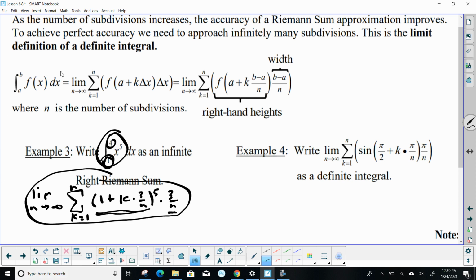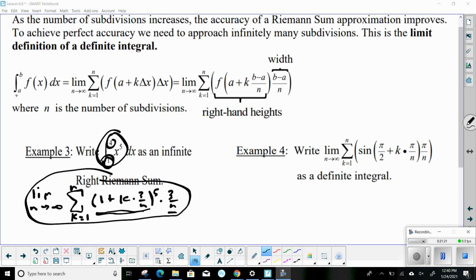Let's do number 4. So now we're going the opposite direction. If you look at it, it's written as the limit definition of a definite integral. Okay, it's written that way. We want to write it just as a definite integral. So if we're going that direction, if you're looking up here, we need to find out what is f of x, what is my function, what is a and b. I'm going to write it as a definite integral.